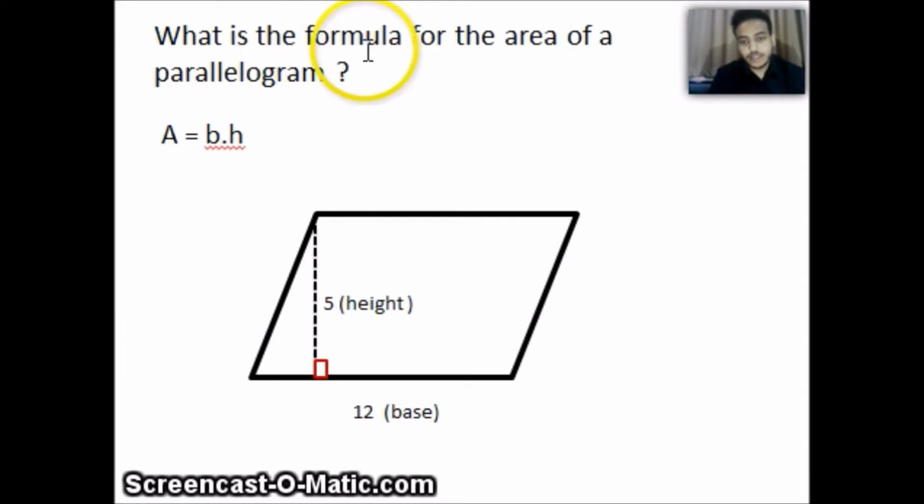What is the formula for the area of the parallelogram? Area is equal to base times height. So this is not our height. The height is the line that we drop from here, or from the middle of the shape, or from anywhere, even outside of the shape, but it has to intersect with the base at a 90-degree perpendicular angle.